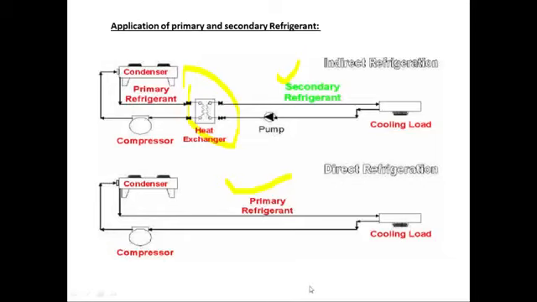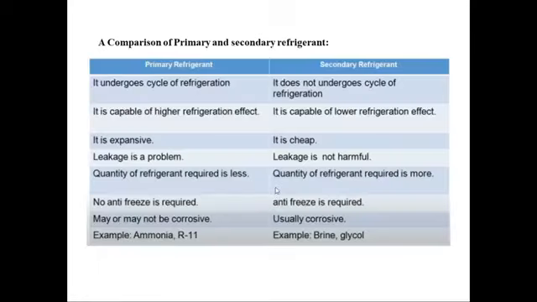So these are the two ways. One is utilizing a secondary refrigerant along with the primary, and the second one is not utilizing a secondary refrigerant. So that is the difference between the two circuits. Okay, moving on. What is the comparison of primary and secondary refrigerant?